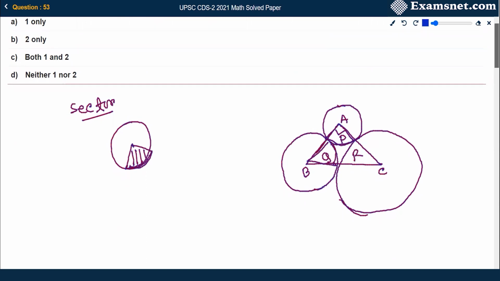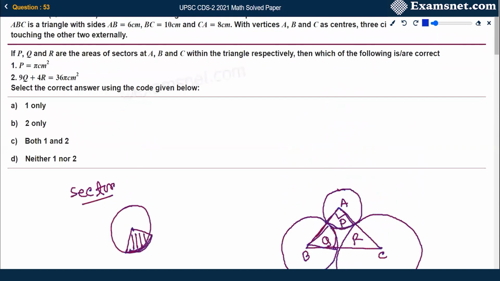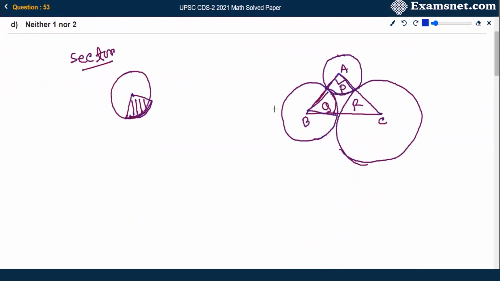Yes, they have given R. Here we have to check these two statements, right? We have already found that the sum of the radius of all the circles, that is, R1 plus R2 plus R3, is 12 centimeters. We have found it from question number 51.